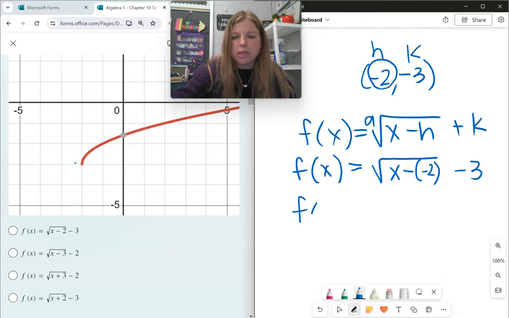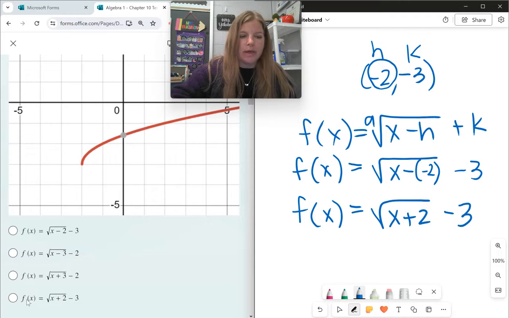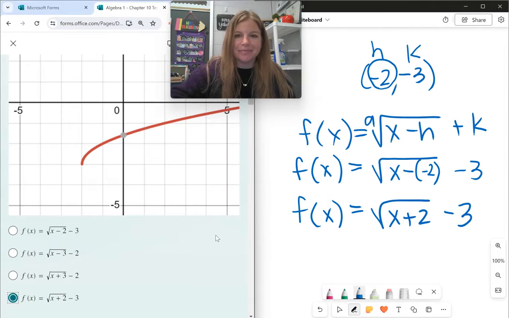So what this will look like is f of x equals square root of x plus 2 and then minus 3. So square root of x plus 2 minus 3 is my answer.